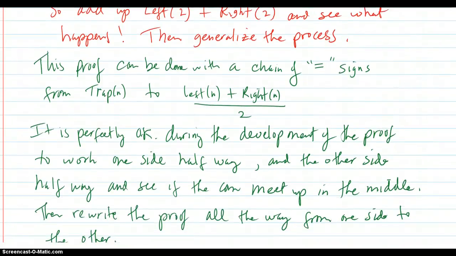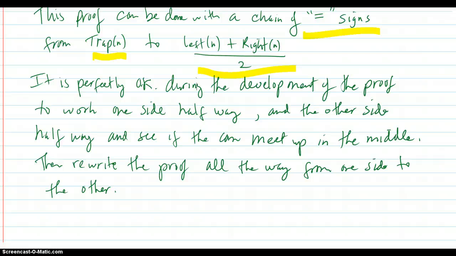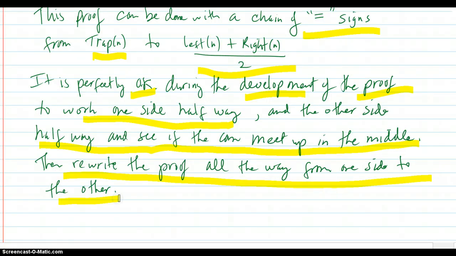Now this proof is a type that can be done with a chain of equal signs. In other words, you're going to go all the way from trap to the average of the left and the right with a chain of equals. But sometimes it's hard to go all in one direction, so it's okay during the development of the proof to work one side halfway and the other side halfway and see if they can meet up in the middle, like a couple of trains, one coming from the East Coast and one coming from the West Coast. Then rewrite the proof all in one direction from one side to the other, and you'll look like a genius.